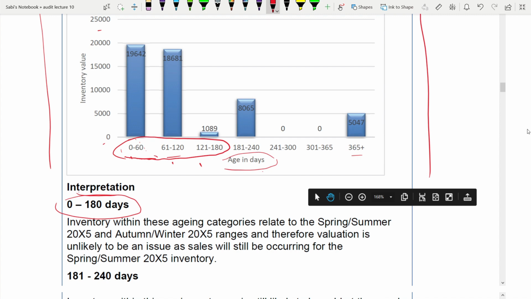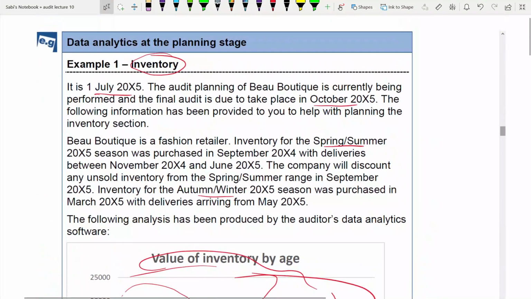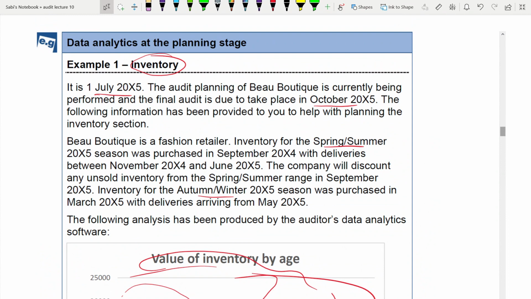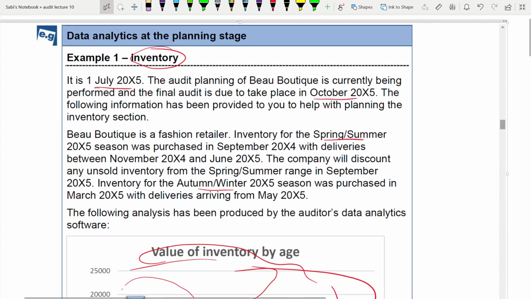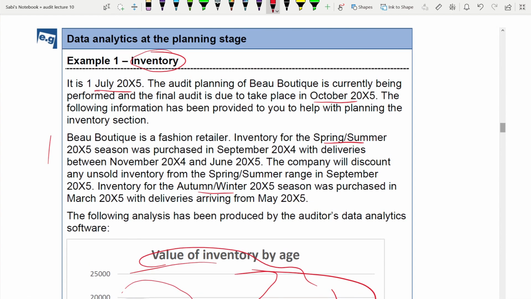So inventory within this aging category relates to spring summer, and therefore valuation is unlikely to be an issue as sales will still be occurring for the spring summer 2005 inventory. So you have to understand when the inventory is taking place. It is July. So here you can go through the dates, at least 6 months.